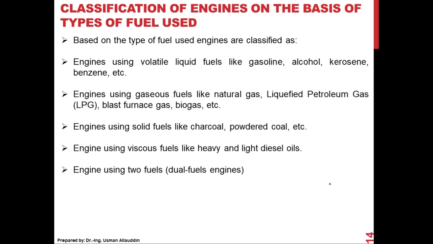Another way of classifying engines is on the basis of the type of fuel used. First, engines using volatile liquid fuels like gasoline, alcohol, kerosene, benzene, etc. Volatile liquid fuels are fuels which evaporate very quickly, like petrol. If you leave petrol in an open container, after a few hours all the gasoline will be gone because it will evaporate and go into the atmosphere. Engines which use volatile liquid fuels include motorbikes and aeroplanes, which use gasoline or petrol and kerosene.